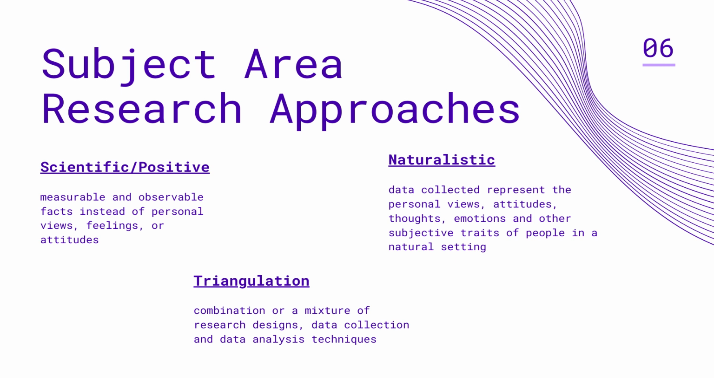It gives stress to measurable and observable facts instead of personal views, feelings, or attitudes. This is a very objective approach. It can be used in researches under the hard sciences or STEM and natural sciences. This approach allows control of variables or factors affecting the study. Number 2 is the naturalistic approach.